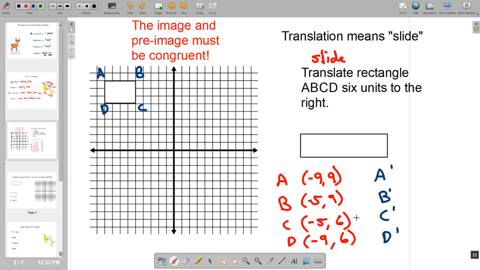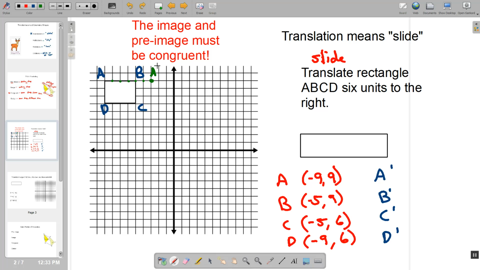With the little tick marks, and we're moving them to the right. So to make this shape congruent, what I do is I take each individual point and I translate it 6 units to the right. Let's start with point A. Point A is right here, and I'm going to count 1, 2, 3, 4, 5, 6.